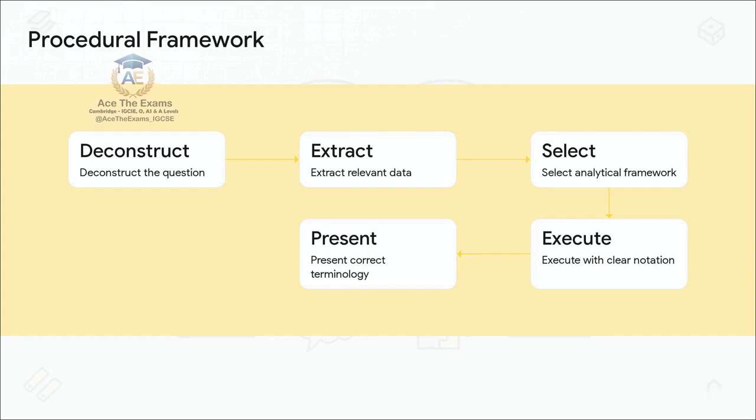Step 3, select the analytical framework. We realize we need to add a new column for battery life. Step 4, execute with clear notation. We write the exact SQL. Step 5, present with correct terminology, stating we are modifying the data dictionary using data definition language. Boom! Alex's answer just went from a D grade to an A grade. We just secured all those previously lost marks.